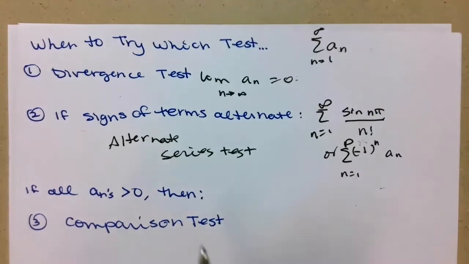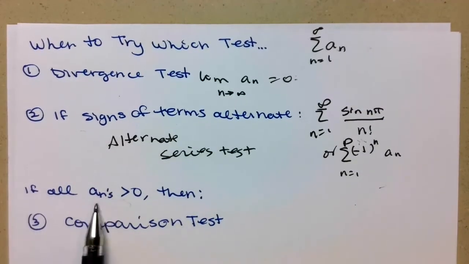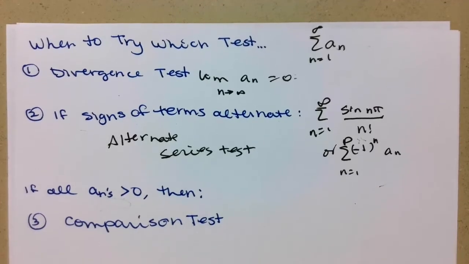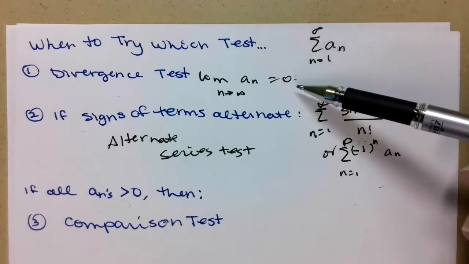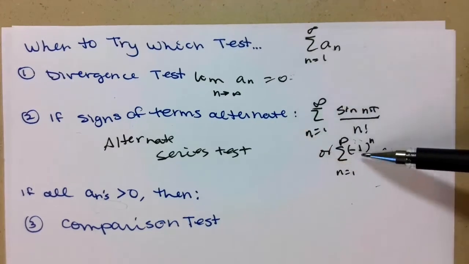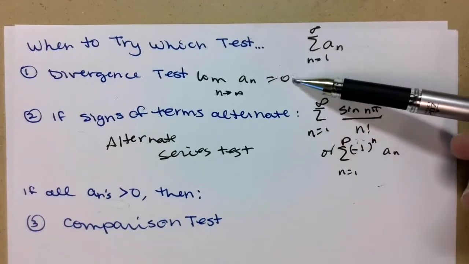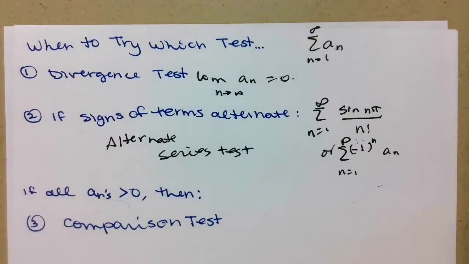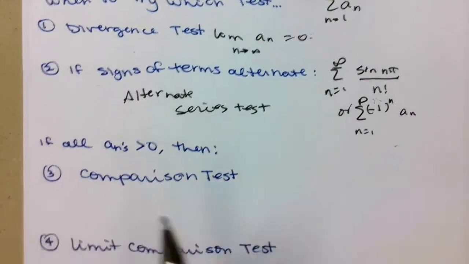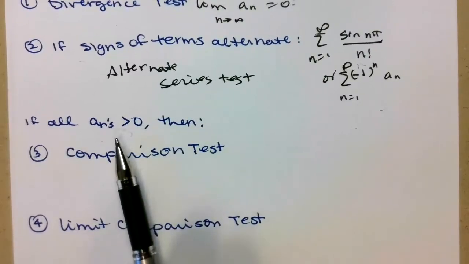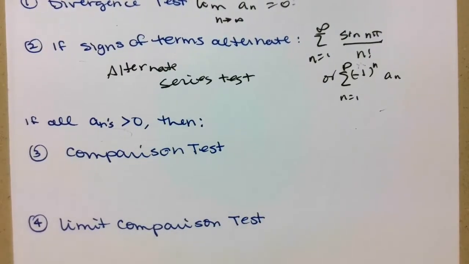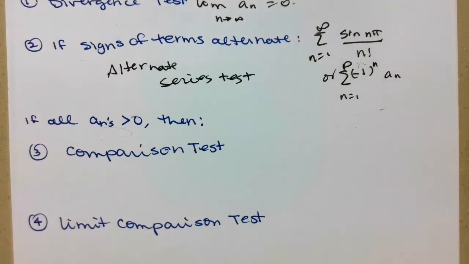Now, if all of your terms are positive, that's when the choices start coming in. Assuming we've passed the divergence test and it wasn't alternating, because if it passes the divergence test and it's alternating, then you've got it converging, done. If everything is positive, then we have a set of tests that we can use, and there are about 5 of them that we're going to talk about.